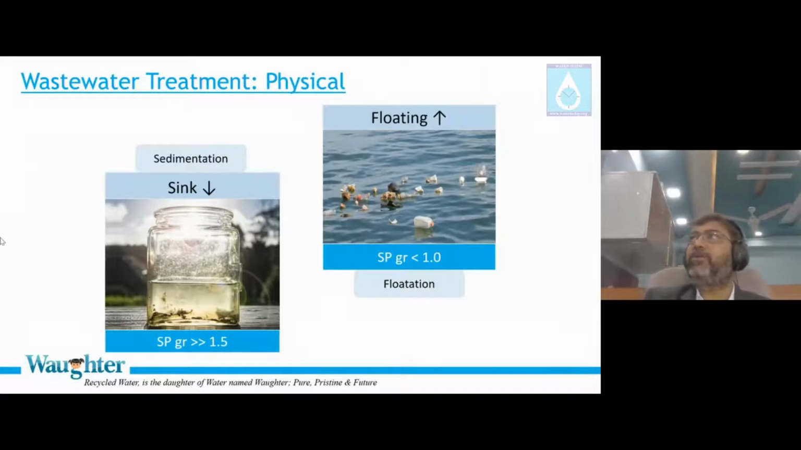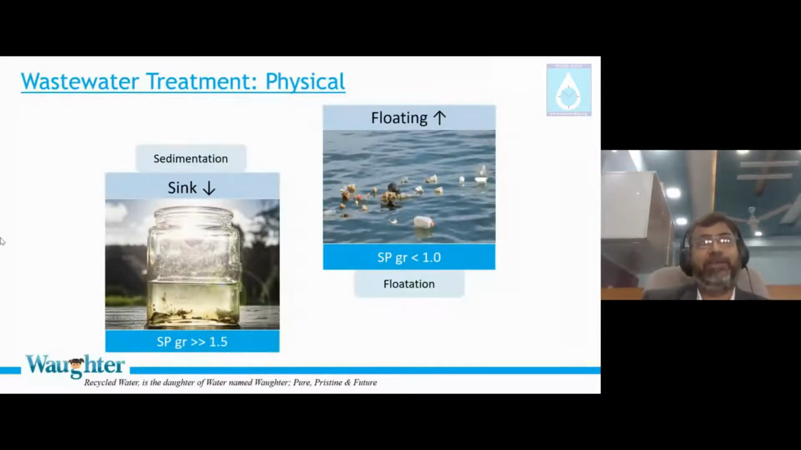Now let's look at some physical things. Common sense says sedimentation: a particle sinks if its specific gravity is higher than 1, which is the specific gravity of water. So when specific gravity is higher than 1, it will sink, and if specific gravity is less than 1, it will just float. Plastics, paper, anything. There are other reasons why things will float. For example, the entire ship floats. That's a different science altogether.